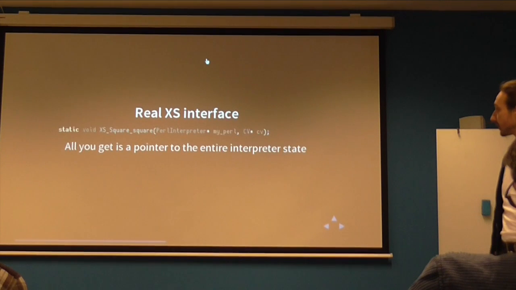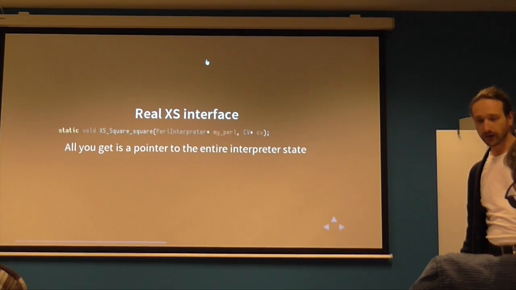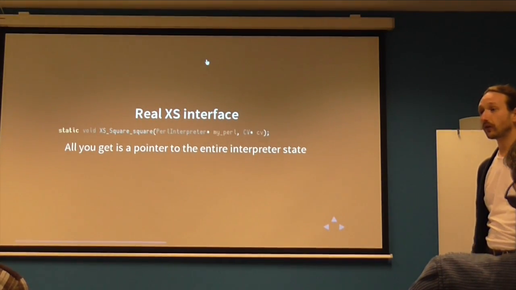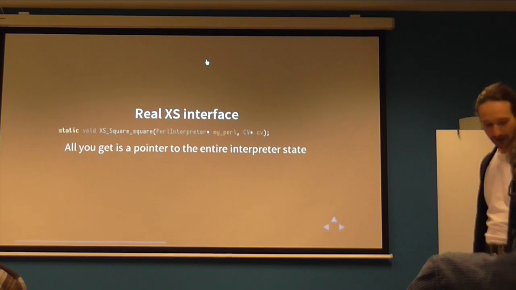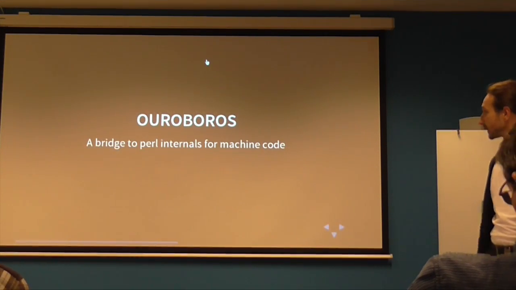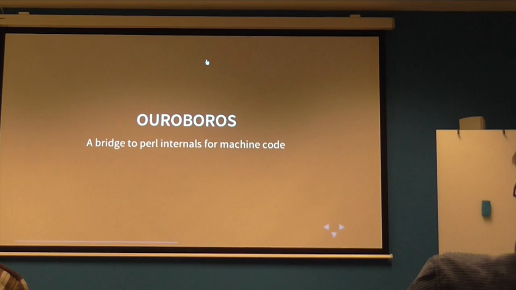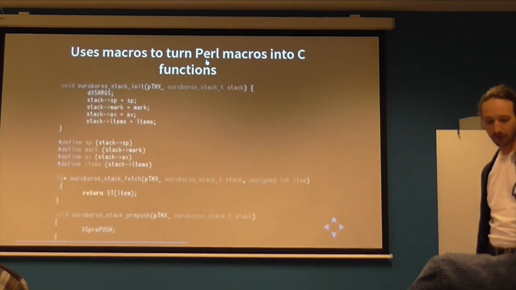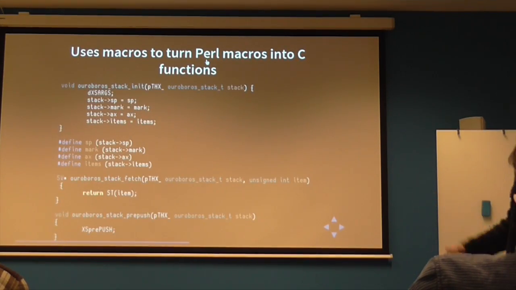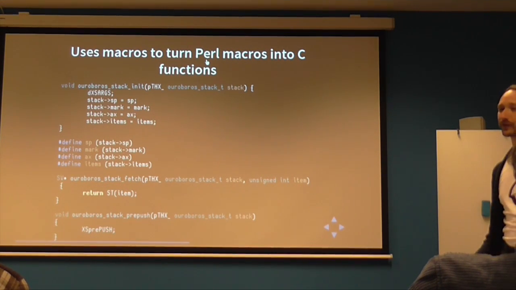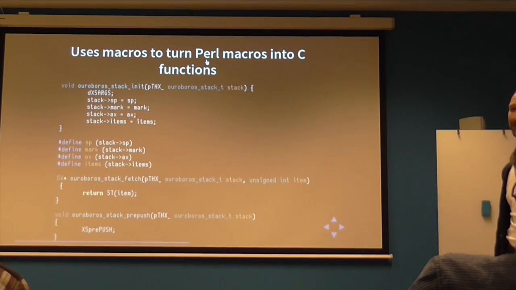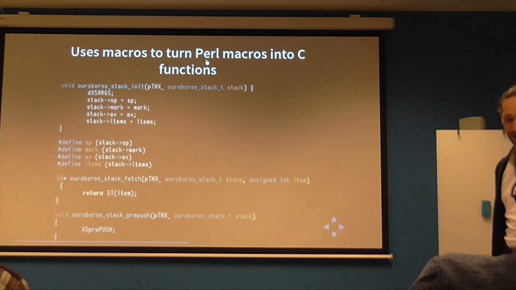But the real part is this. All XS functions follow this API. All they get is a pointer to the Perl interpreter state, which you have to handle somehow. Here is what I made as a solution to this. It's a small library that uses some macros to put XS macros into individual C functions. So then you can call them independently from whatever you like.